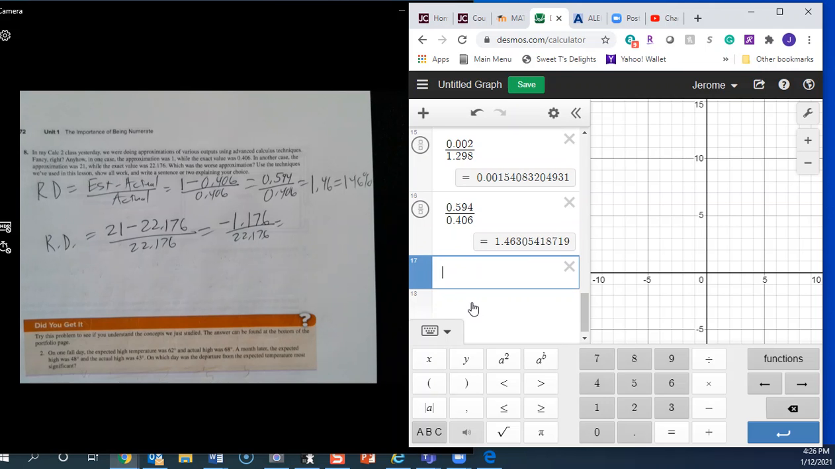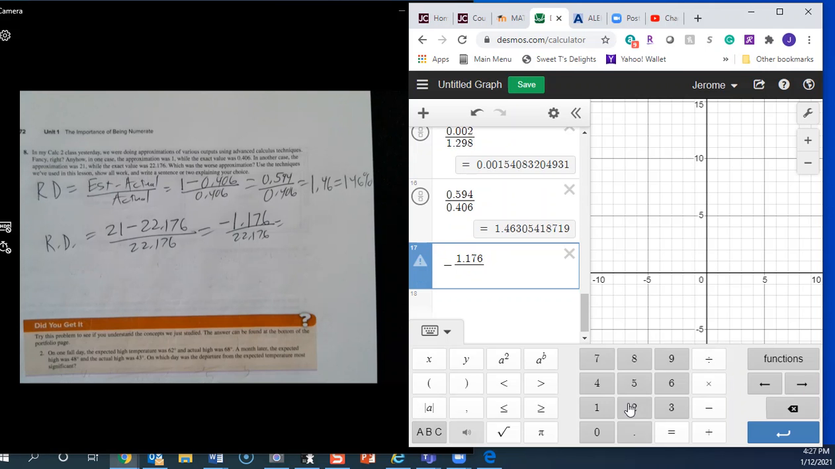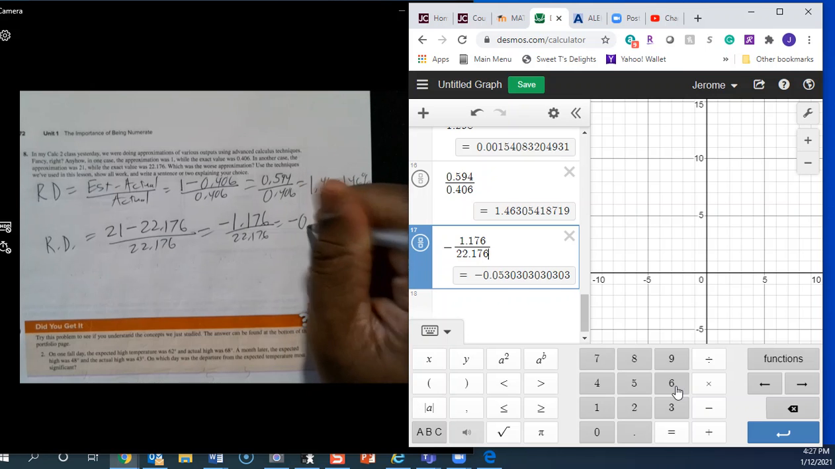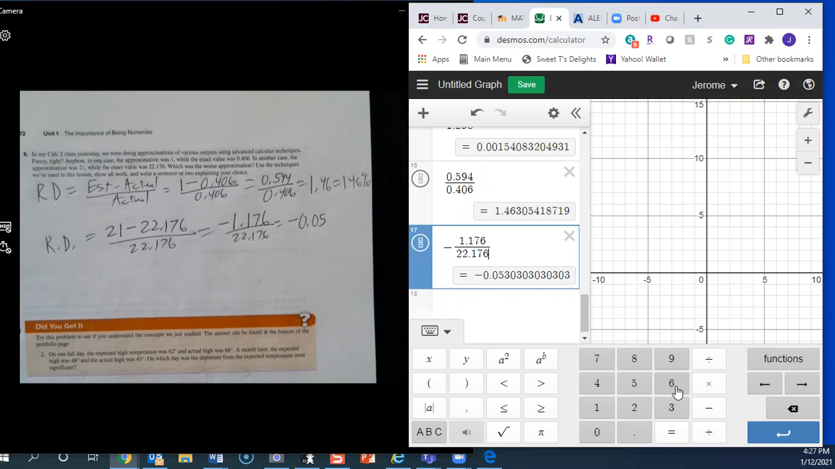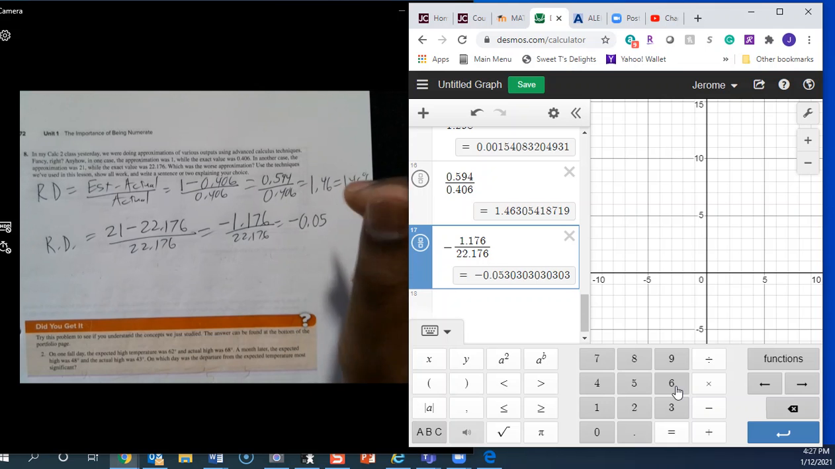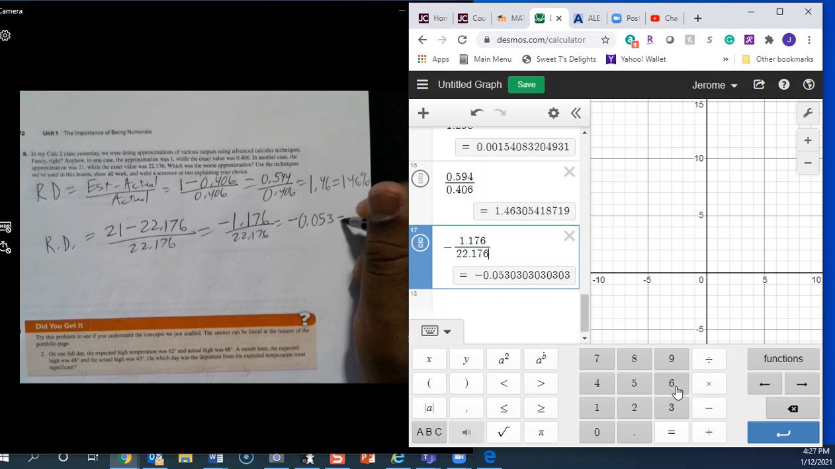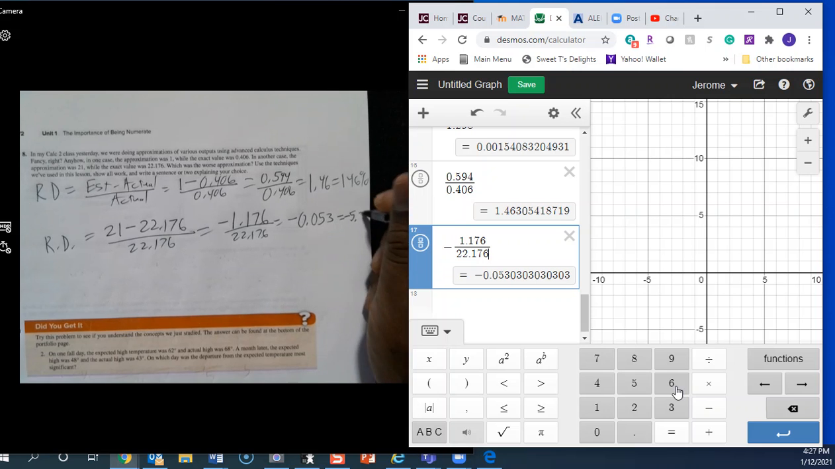Now we go down here. We have a negative 1.176 divided by 22.176. So that would be a negative 0.05. And we can go one more place, 3. Then when we round this, and change this to a percent, it'll be a negative 5.3%.